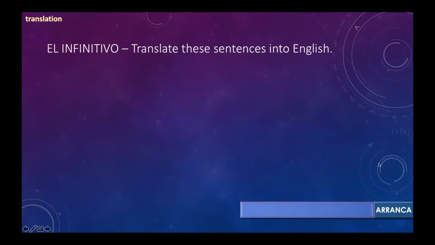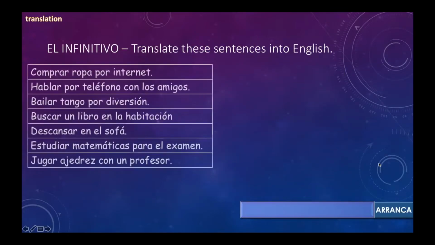Let's continue. Now we're going to translate some sentences into English, and I've got here these really good sentences that we are going to use later on today. The most important thing is that you keep an eye on these infinitive verbs: comprar, hablar, bailar, buscar, descansar, estudiar, jugar. Remember, if you don't know the words, get your dictionary sorted and let's do it. Off you go.